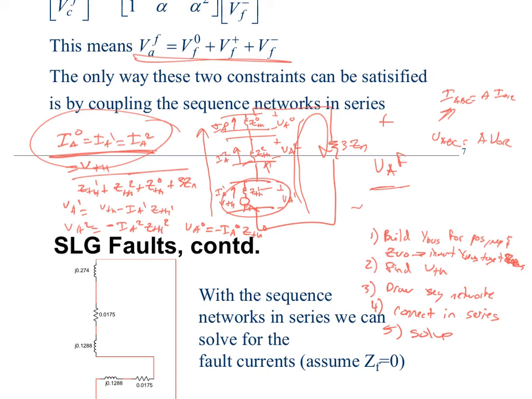Did you just say the diagonals are equal to the Thevenin? That's how you pull out from the Z bus. That's how you get those. Yep.